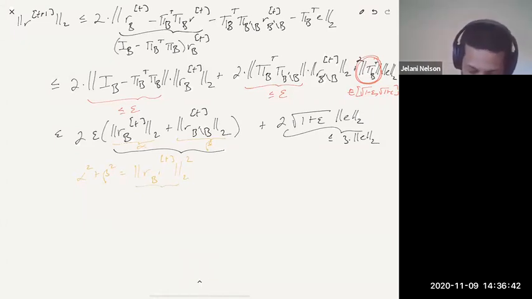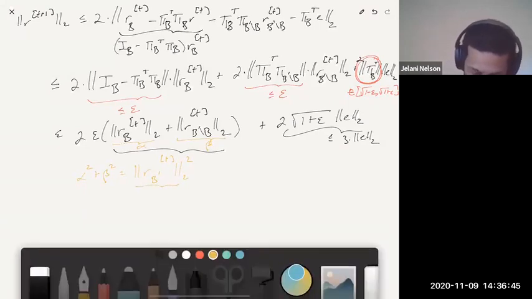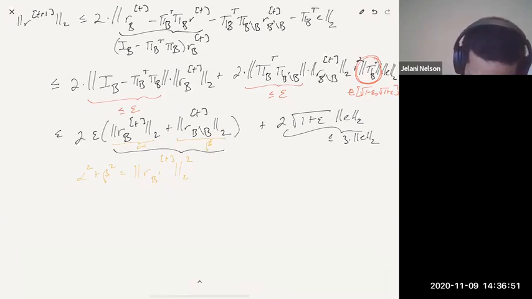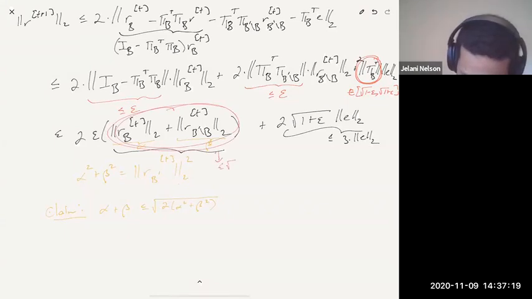But we don't have alpha squared plus beta squared. We have alpha plus beta. So what can I say about alpha plus beta? I claim, and this is just a fact about numbers, that alpha plus beta is at most square root of 2 times alpha squared plus beta squared. In other words, if you look at this sum, this thing is at most square root 2 times the norm of R B prime T.